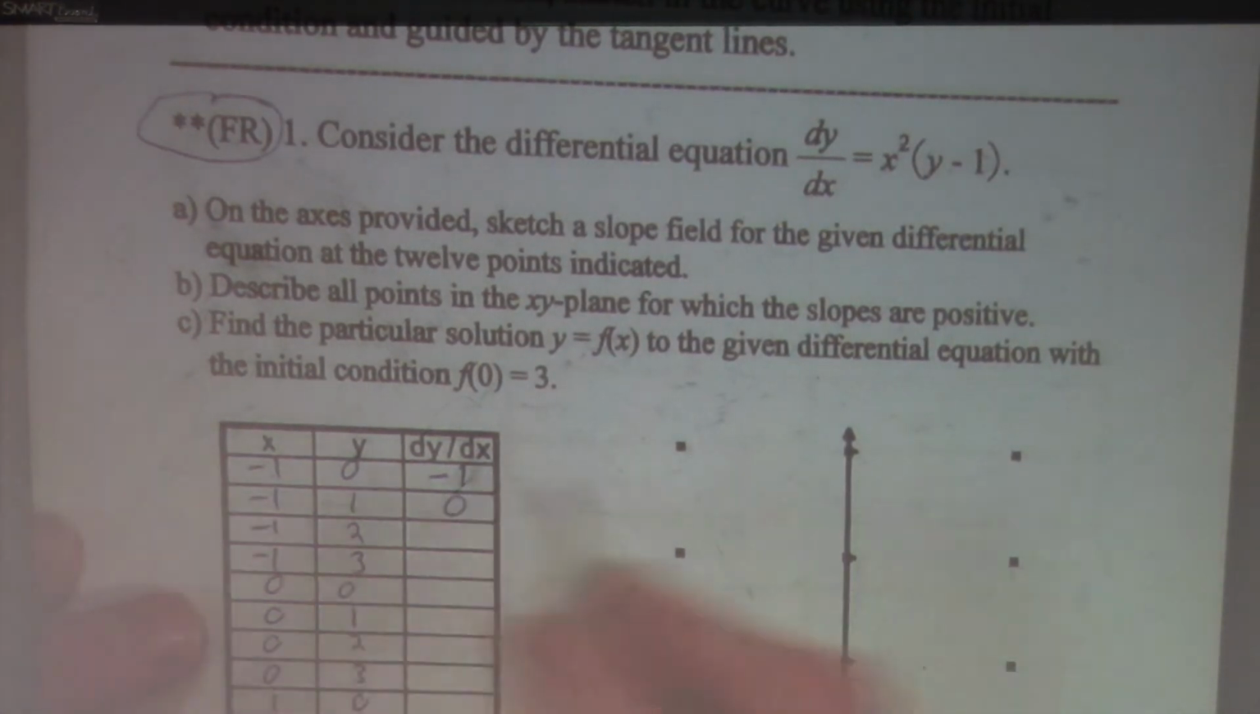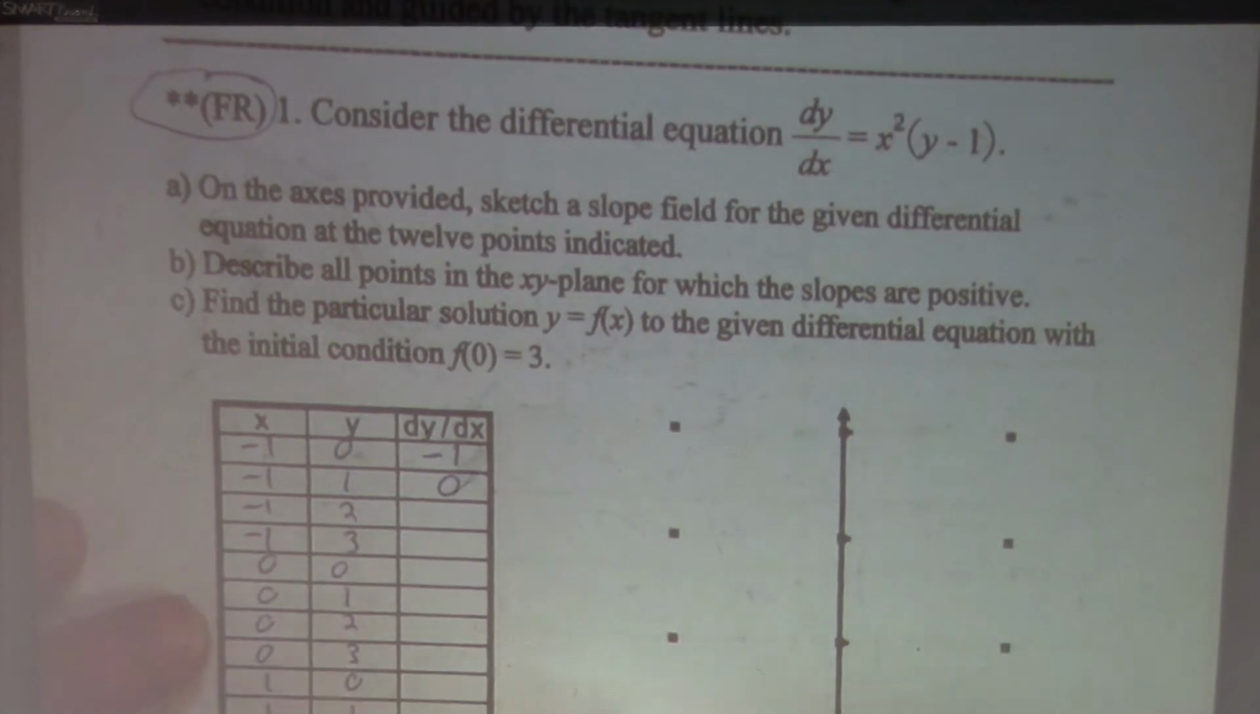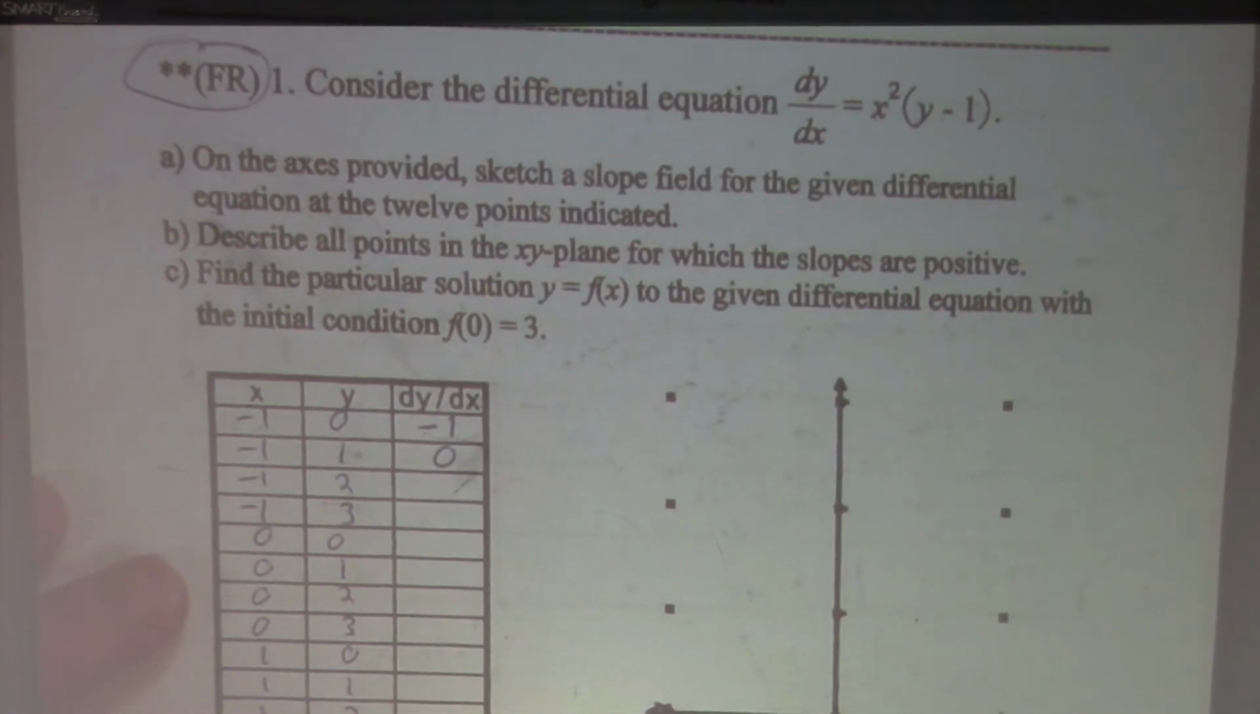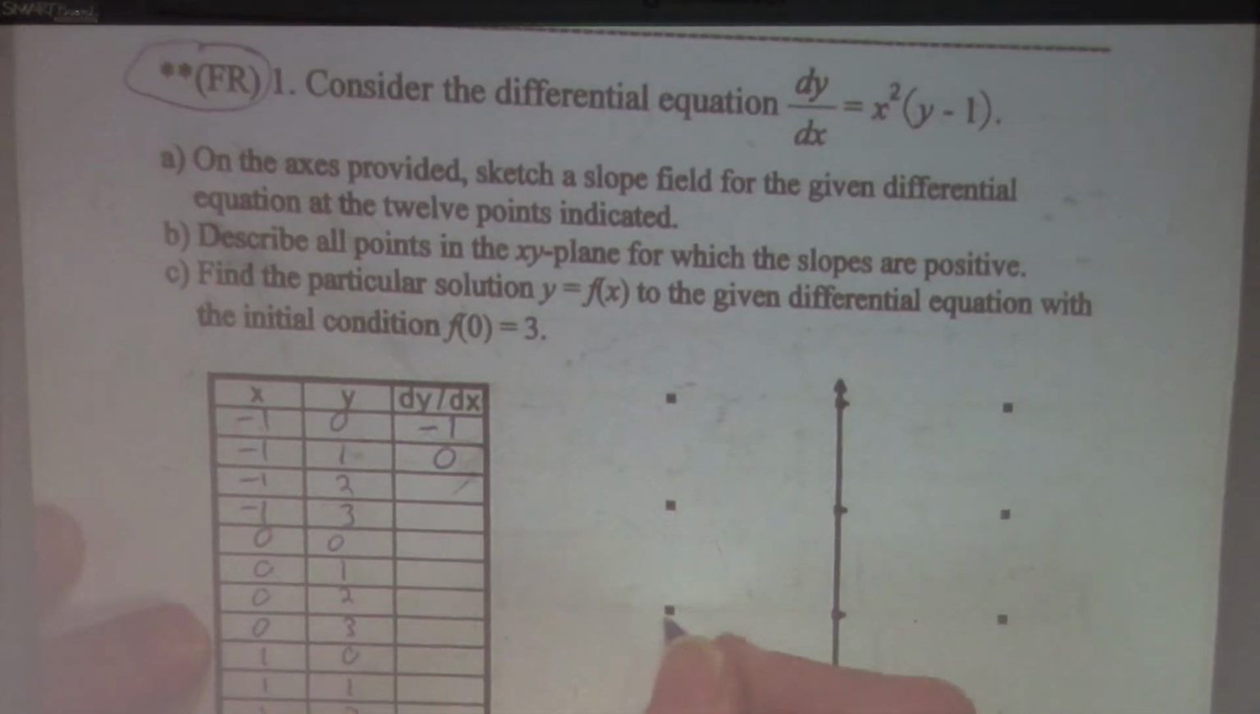In fact, why don't we go ahead and construct these as we go. So at x = -1, y = 0, I have a slope of -1. That needs to be a negative correlation there, and fairly flat, modeling the parent function. At (-1, 1), I should have a horizontal tangent.